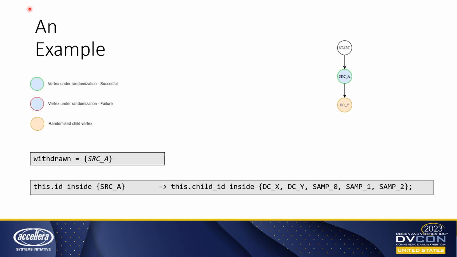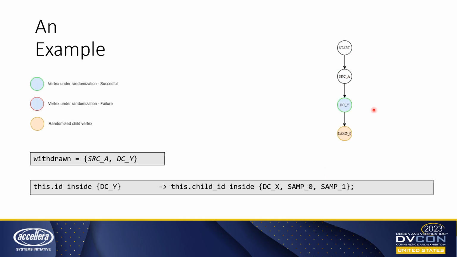We continue our process, and now we randomize the source A vertex. Note that we have put the source A in the withdrawn queue, and it is in italics. That's to denote that this is not fully committed. We will only commit a vertex to the withdrawn queue when we have produced a complete branch. We can see the possible children for the source A listed in this constraint. In this iteration, the solver chooses the DCY vertex as a child to the source A.